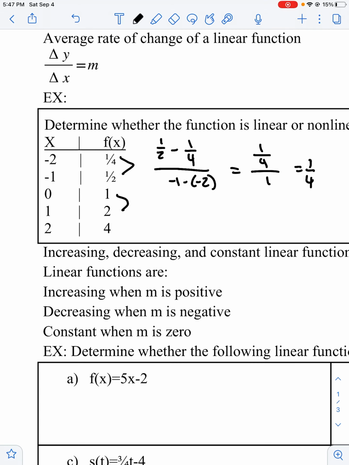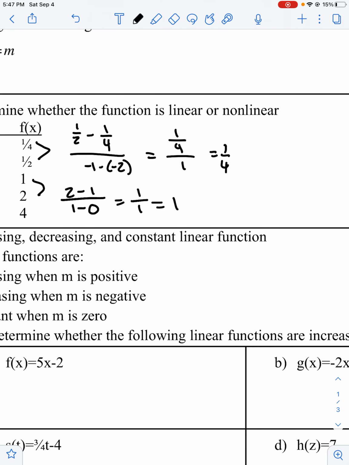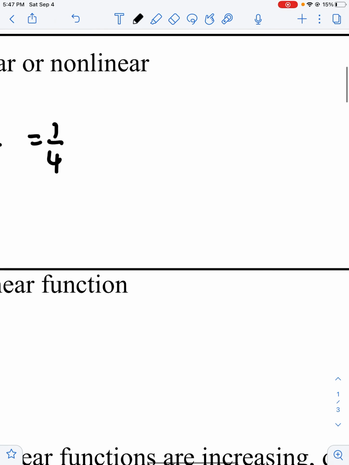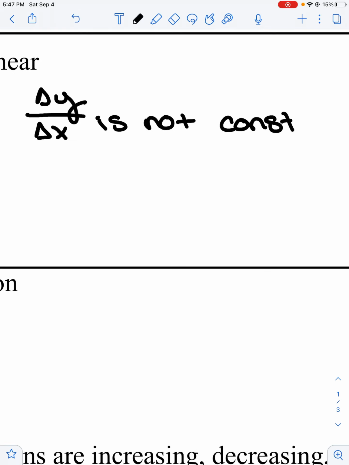Now I'm going to take the points 0, 1 and 1, 2. So 2 minus 1 over 1 minus 0. It's 1 over 1, which equals 1. 1/4 and 1 are not the same, so since the change in y over the change in x is not constant, therefore f of x is not linear.